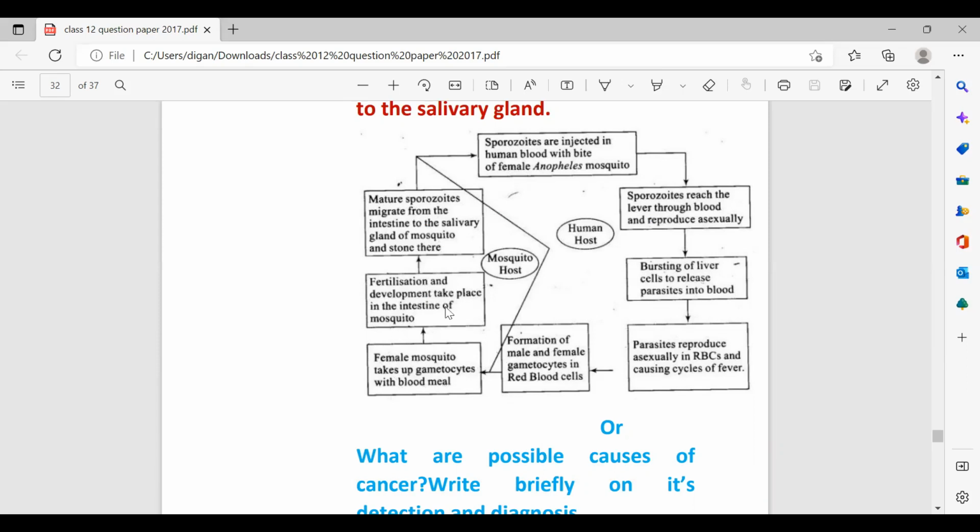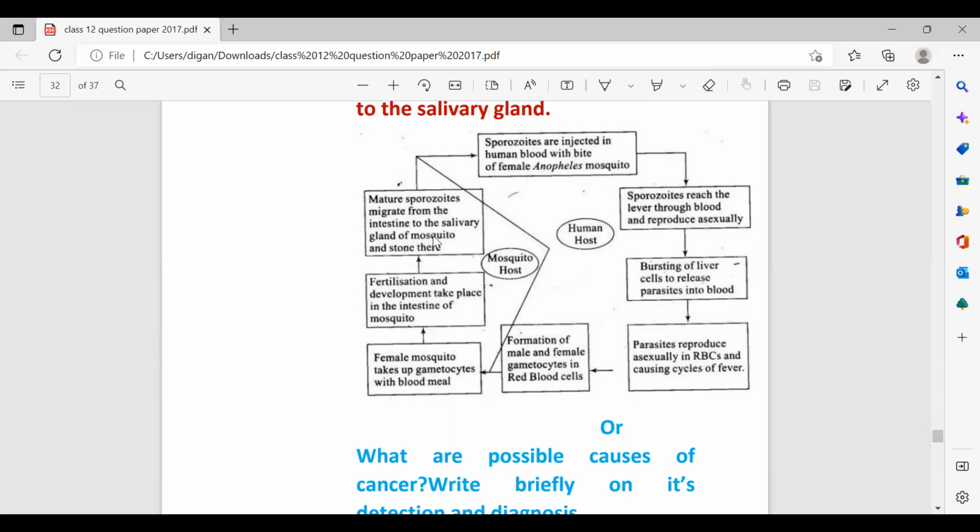Then fertilization and development take place in the intestine of the mosquito. Means sexual reproduction takes place within the body of the mosquito, whereas asexual reproduction takes place within the body of the human. Next, mature sporozoites migrate from the intestine to the salivary gland of the mosquito and are stored there. And when next it bites human beings, then it will go into the human body and the cycle will be repeated.